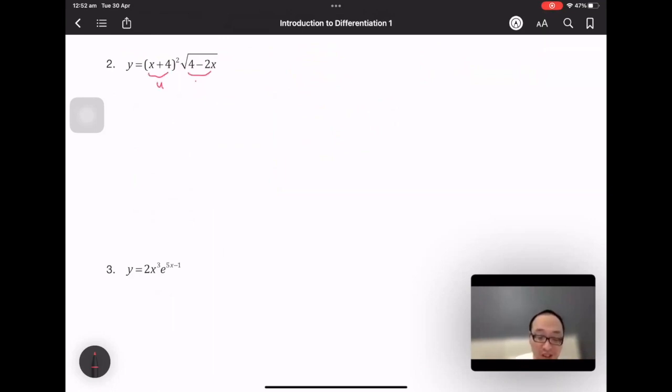So this is u, this is v. So u is (x plus 4) squared. And the u prime, we need to use the chain rule here. So this is treated as u squared. So it's 2u to the power of 1 times the derivative of x plus 4, yeah, times u prime, so times 1. So equals 2(x plus 4).